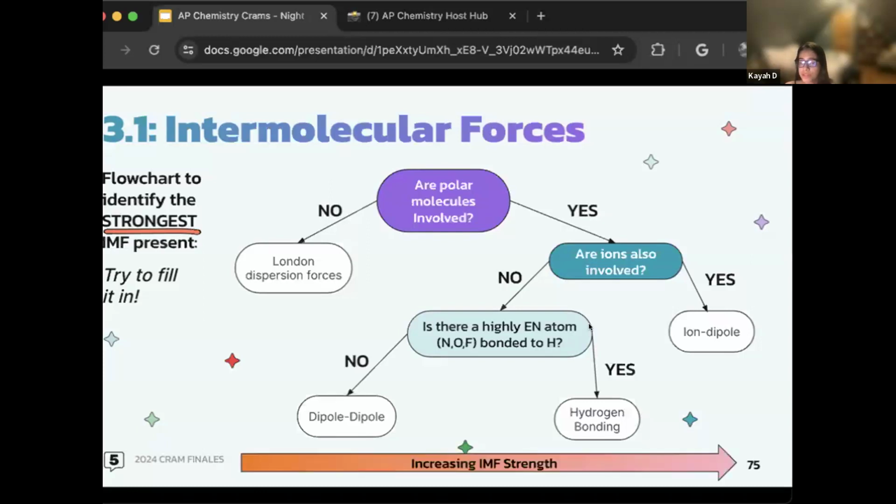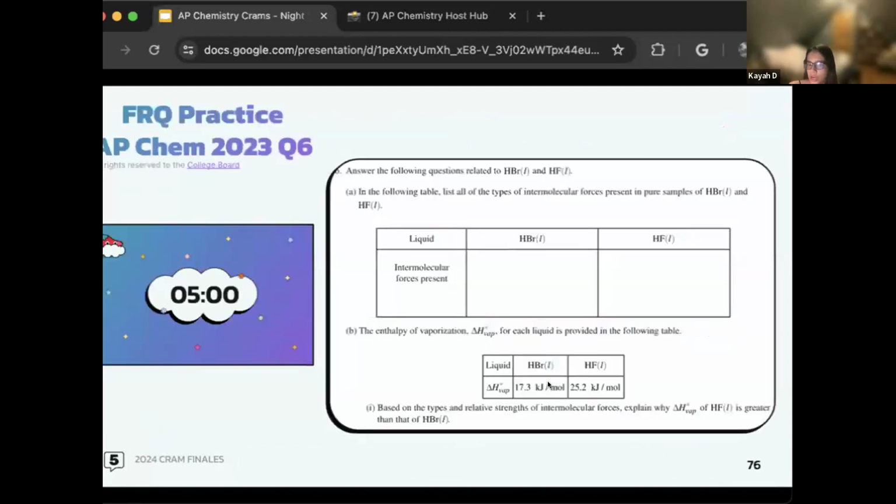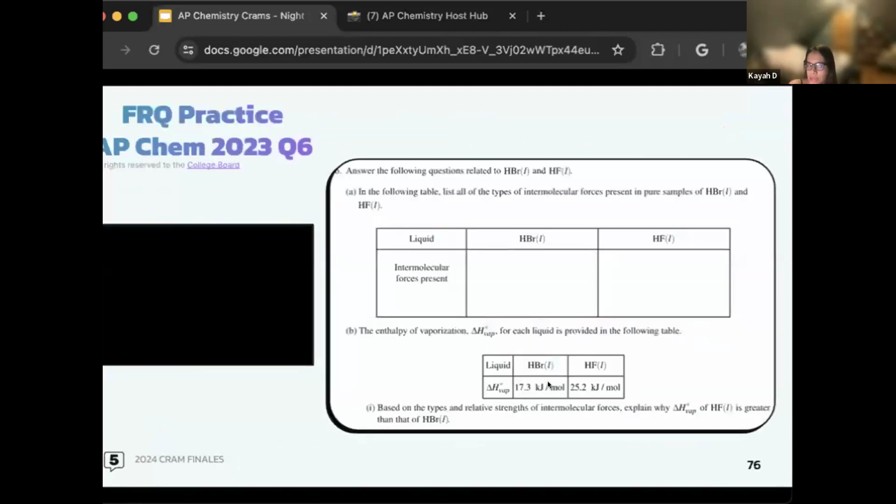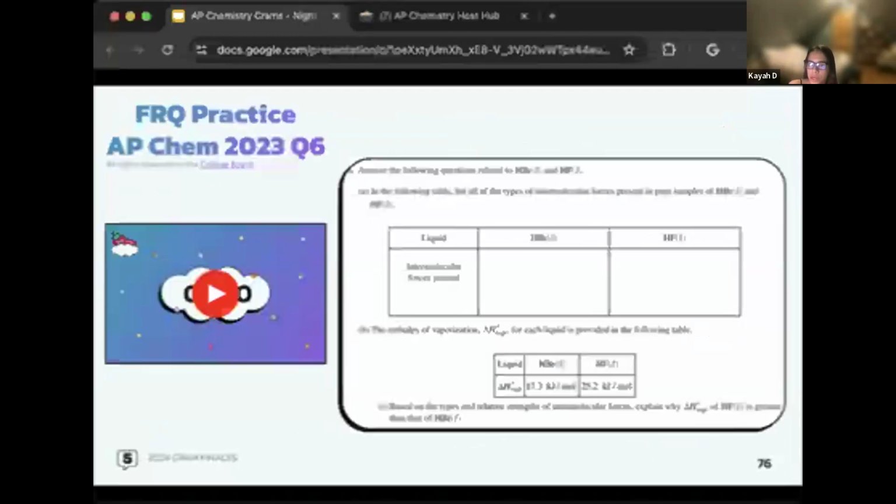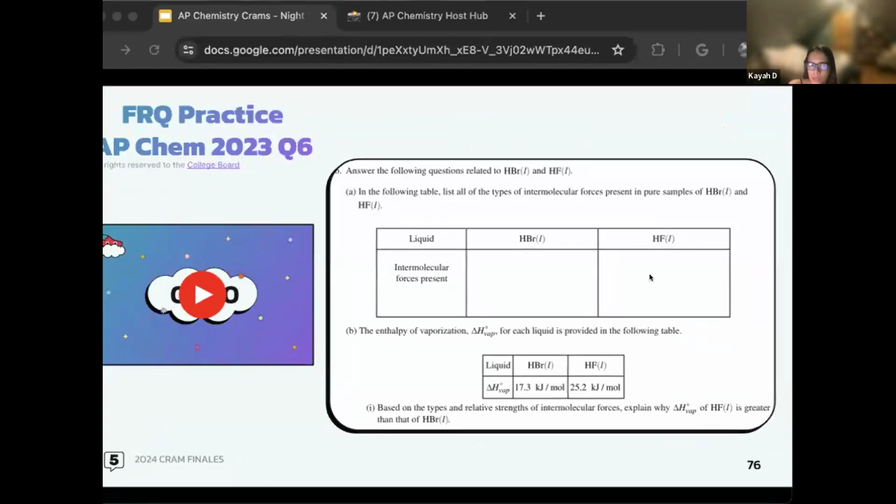So that's really good to remember. And remember, LDFs are your weakest, ion dipoles are your strongest, in that order. So this is a great chart. Later on, you can go to your own slides and screenshot that. And now we're going to walk through this FRQ for AP Chem really quickly.